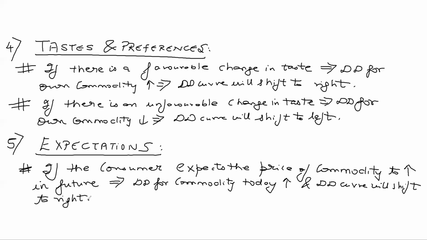If you expect the price of the commodity to rise tomorrow, what will you do today? Today you will buy more of it. If you expect the price to rise tomorrow, today you will buy more of it, and the demand curve will shift to the right.